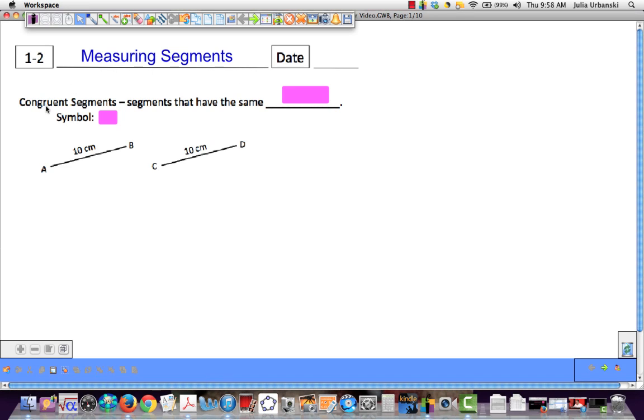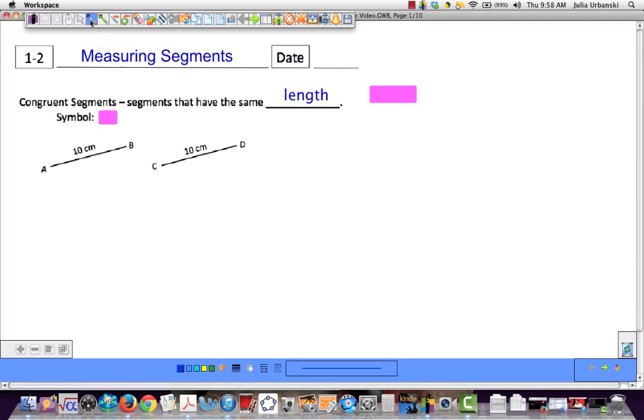So congruent means equal. We talked about that earlier. Congruent segments are segments that are equal. In other words, they have the same length. They can be flipped around, going forwards or backwards, but they both have to have the same length. Like AB is 10 centimeters and CD is 10 centimeters. That means that AB is congruent to CD. And to show that, we can put a little matching dash there. AB has one dash, so anything that's congruent to it will have the same dash. And I'll show you more of that later.